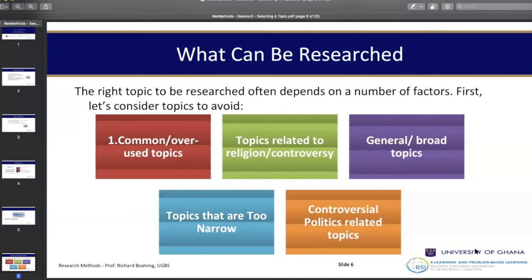Then we also tell students to try to avoid religious topics and controversial topics that are out of your discipline. I remember a student said that he wants to do a study on the marketing practices of fetish priests. And the supervisor asked him, who will give you a letter to go and interview a fetish priest? And who will give you schnapps to go there? When he told me, I told him, look, why don't you choose to do contemporary marketing practices of traditional healers or spiritual healers?